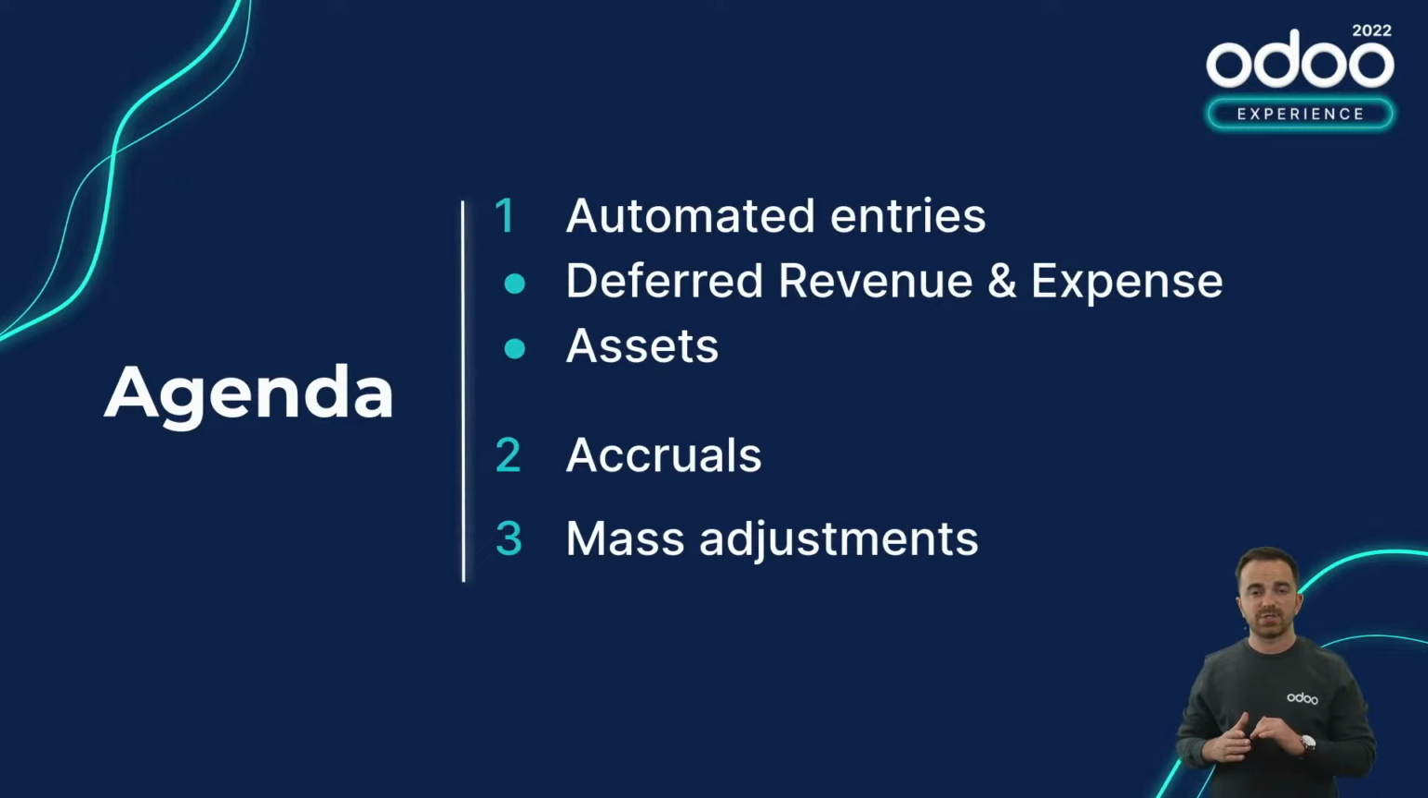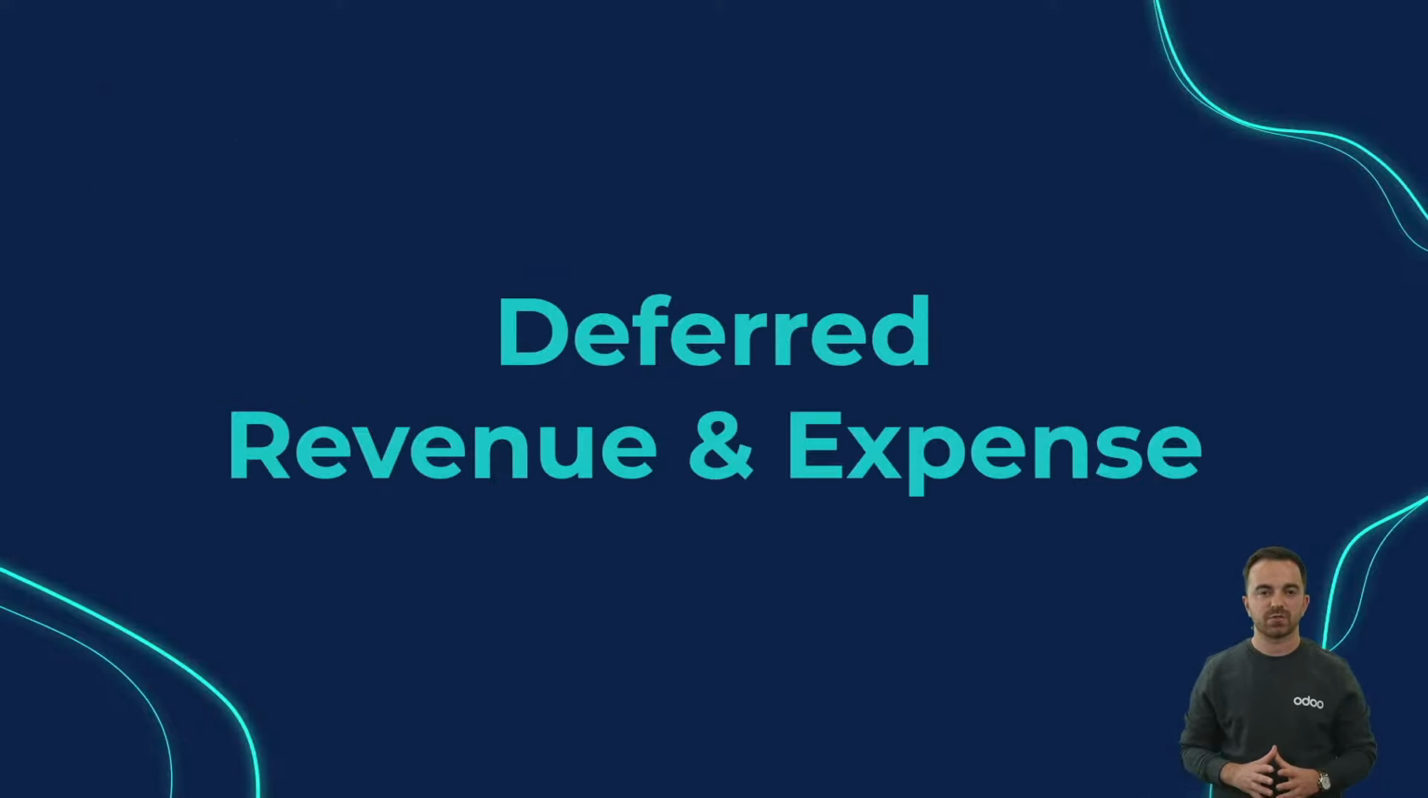Today, we will discuss the automated entries, specifically the deferred revenue and expense and the creation of assets, and later on, we'll see how to post accruals and how to perform mass adjustments. Overall, during this presentation, you will learn about multiple ways in which automation and time saving can be achieved. So let's get started with the first topic of today, deferred revenue and expense.